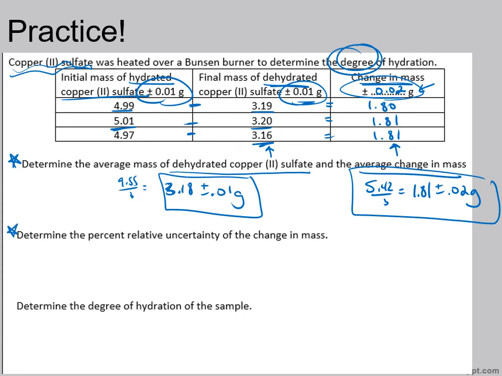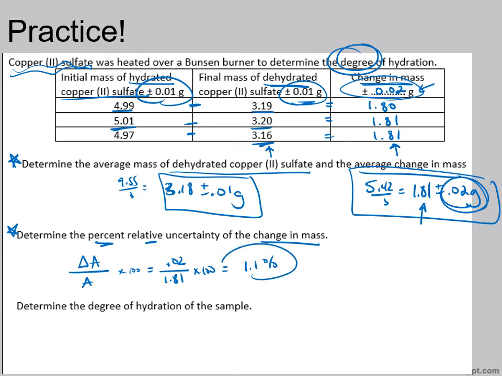Next question, we want to determine the percent relative uncertainty of the change in mass. Percent relative uncertainty, we're going to take the absolute uncertainty and divide it by the data times 100 to turn it into percent. So I'm going to take that 0.02 that's here. 0.02 is my absolute uncertainty. Divide it by my value, 1.81. 1.81 times 100 will give us our percent uncertainty. So decimal looks like 0.011 times 100 will be 1.1%. We were not off by very much at all.